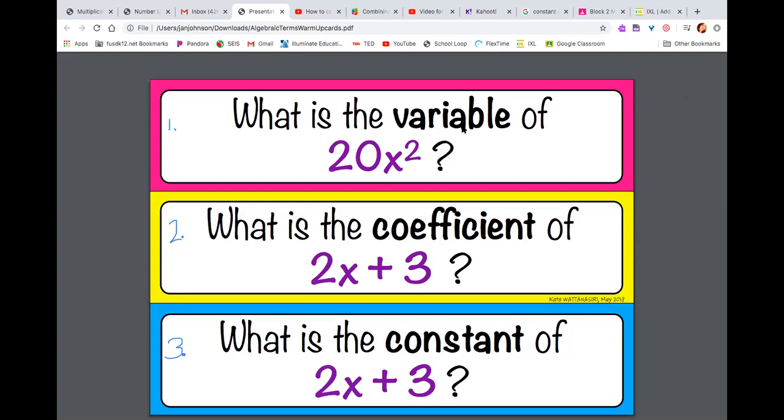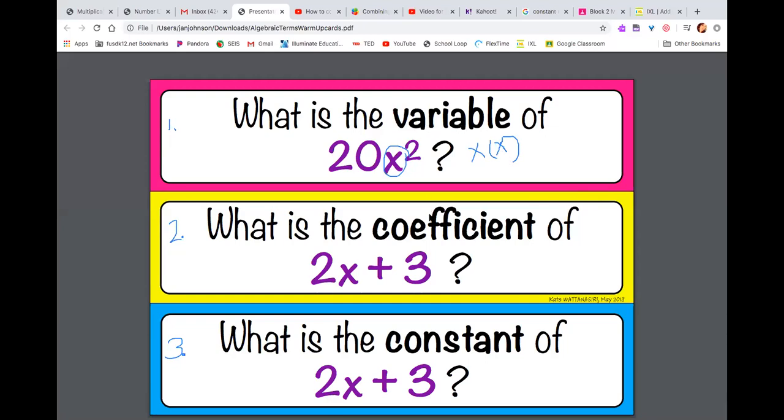20. 20, right? Okay. So what is a variable? Is a variable a number or a letter? It's a letter. Yeah. 20 would be the coefficient. X is the variable. Okay. What does the squared mean? A square is 2. So x times x, which means there's 2 variables. There's x times x. Okay.